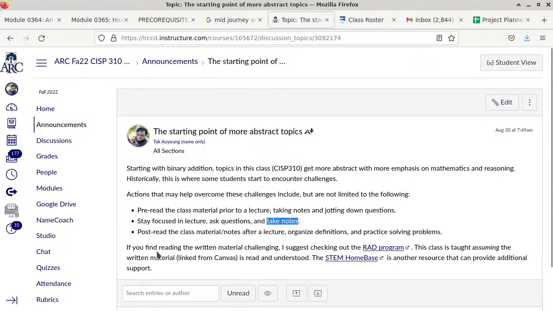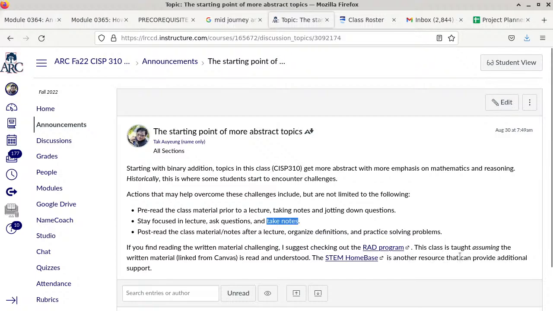And this part is for people who might find reading the material challenging. We do have a RAD program. RAD stands for Reading Across Disciplines. They will teach techniques to take notes and techniques to read technical documents, which is basically all the documents that I write here for you guys.